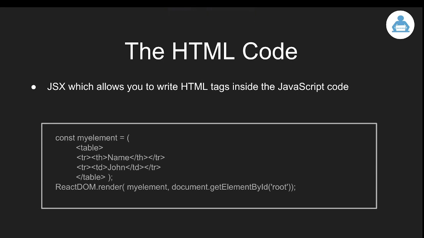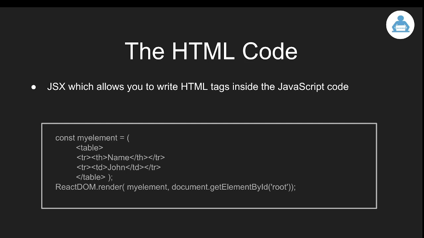JSX basically allows you to return HTML tags inside the JavaScript code. Over here I've created a constant, and the constant will have the content of a table. There is a table tag, then a table row, table head, then the value of the head, then a table field and all other values. And at the end ReactDOM.render will render this component.